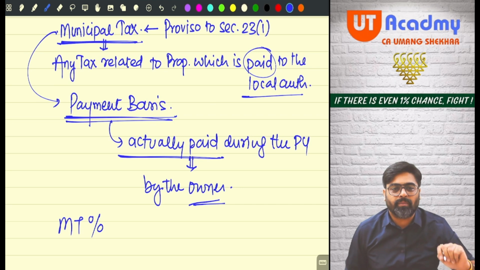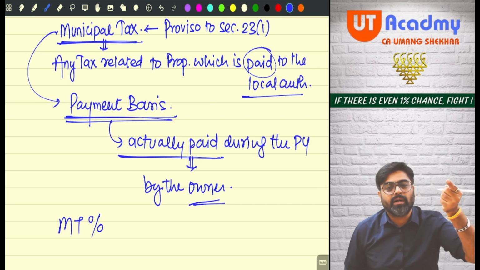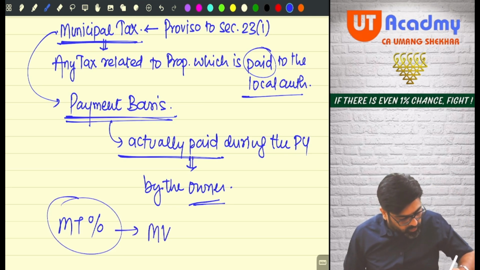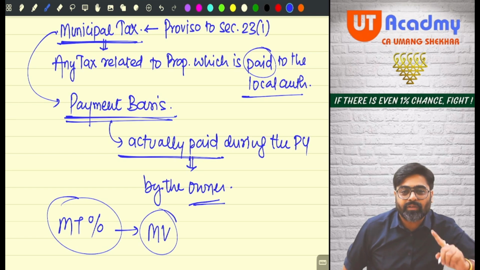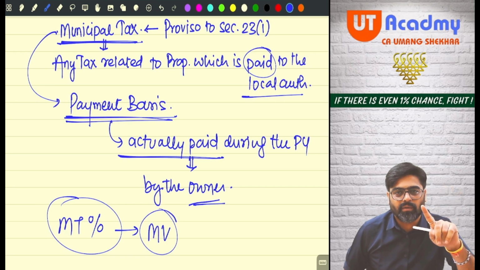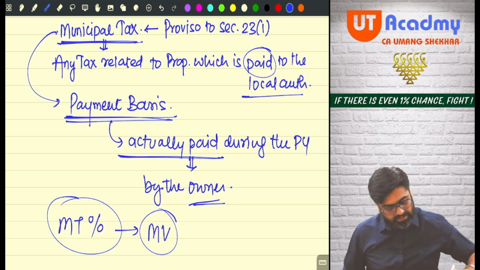Who charges the municipal tax? Municipality. So the municipality or the local authority will charge this percentage on what? Municipal value. So at that time the municipal value amount will also be given in the question. Apply this rate on the municipal value. You will automatically get what? Municipal tax amount. Hello? Sure? Should I move ahead? Next one.